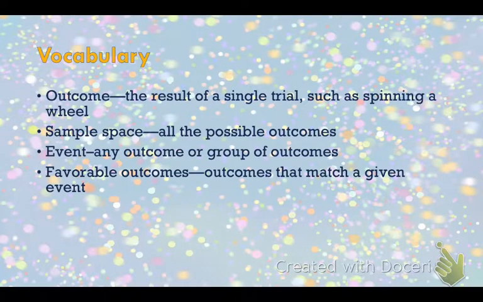We've got some vocabulary words, and some of these might be familiar to you. The outcome is the result of a single trial, such as spinning a wheel, flipping a coin, things like that. The outcome is the result. The sample space is all of the possible outcomes. The event is any outcome or group of outcomes. And the favorable outcomes are the outcomes that match a given event, or that match a specific type of event.